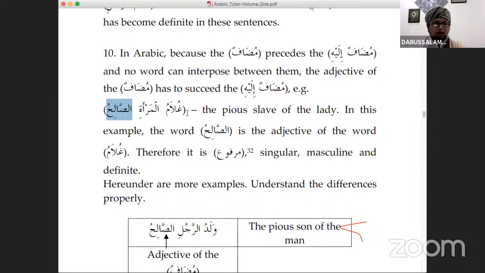Okay. And we want to talk about the slave now being pious, as-salih. So we say Ghulamul mar'ati as-salihu. So as-salih goes back to ghulam. As-salih is describing the ghulam. You see?